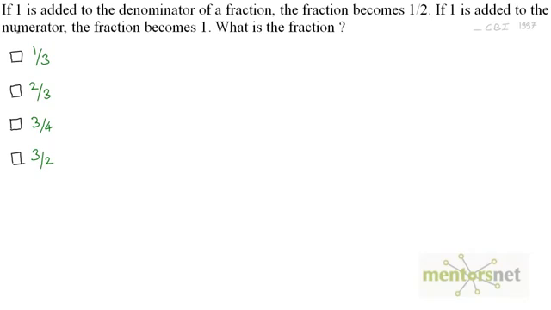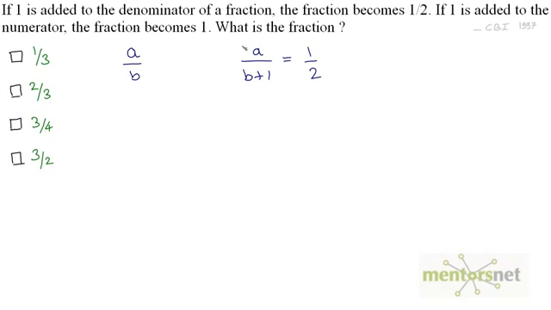Now the fourth question. If 1 is added to the denominator of a fraction, the fraction becomes half. If 1 is added to the numerator, the fraction becomes 1. What is the fraction? So let the fraction be a by b. If 1 is added to the denominator, the fraction becomes half. So we have a by (b plus 1) equal to 1 by 2.